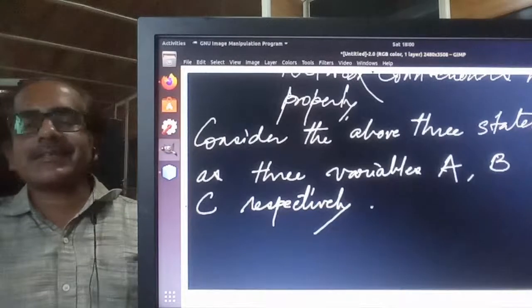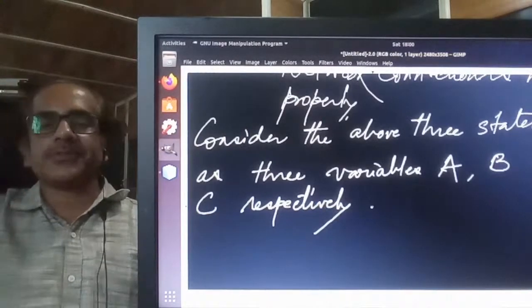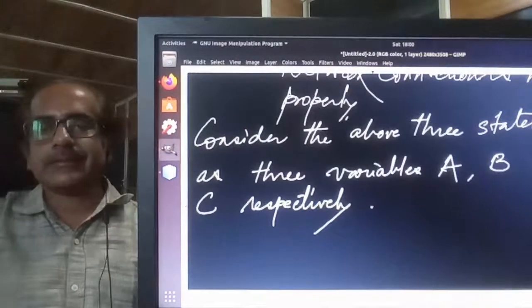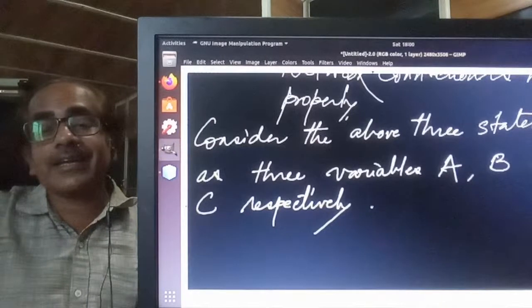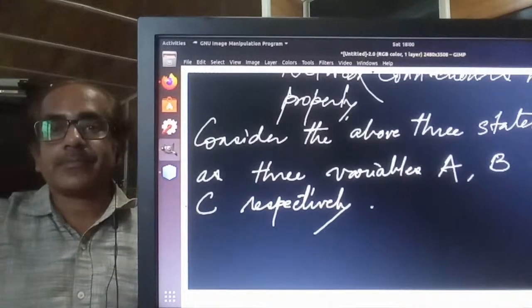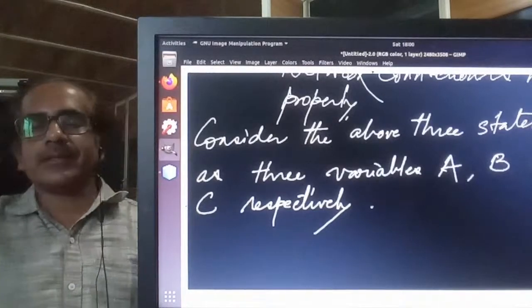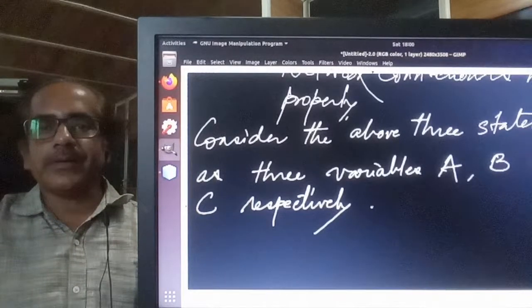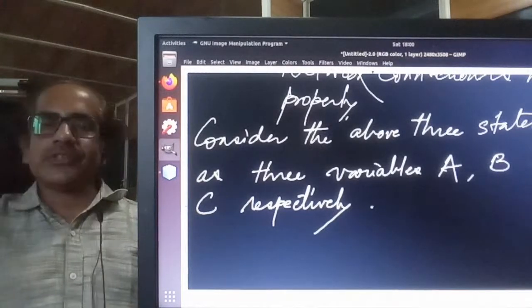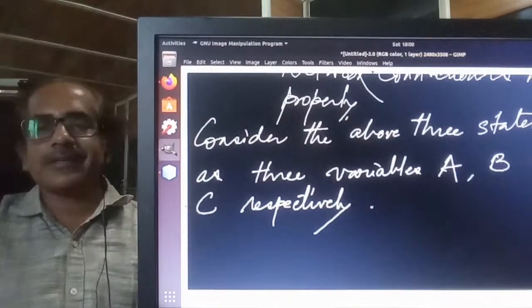The statement is Manish Mishra is teaching computers, teaching Java in class 8. I am making this statement. Manish Mishra is teaching Java in class 8. This is the statement made.